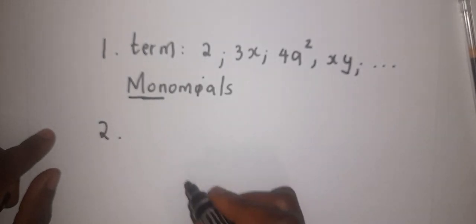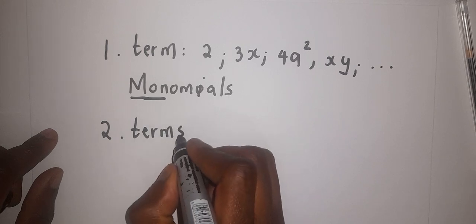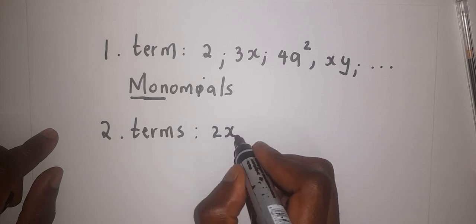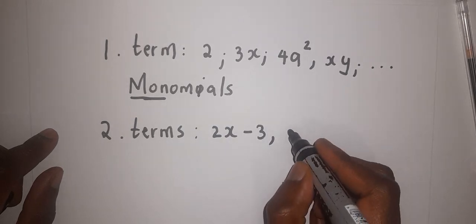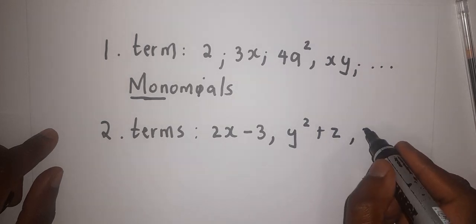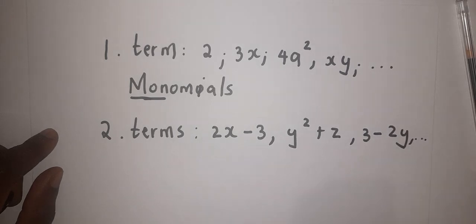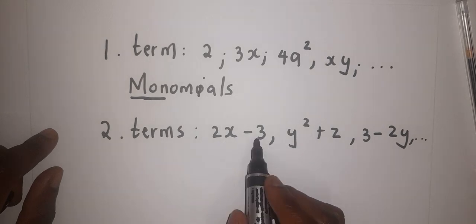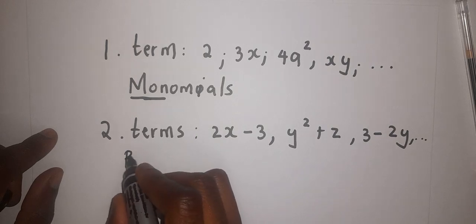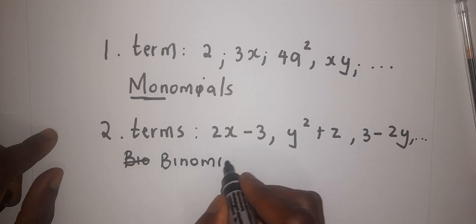Similarly, we have algebraic expressions that have two terms. Examples would include 2x minus 3, y squared plus az, 3 minus 2y, and so on. For the fact that you have just two terms separated either by a plus or a minus, we call such terms binomials. So we have our binomials here.